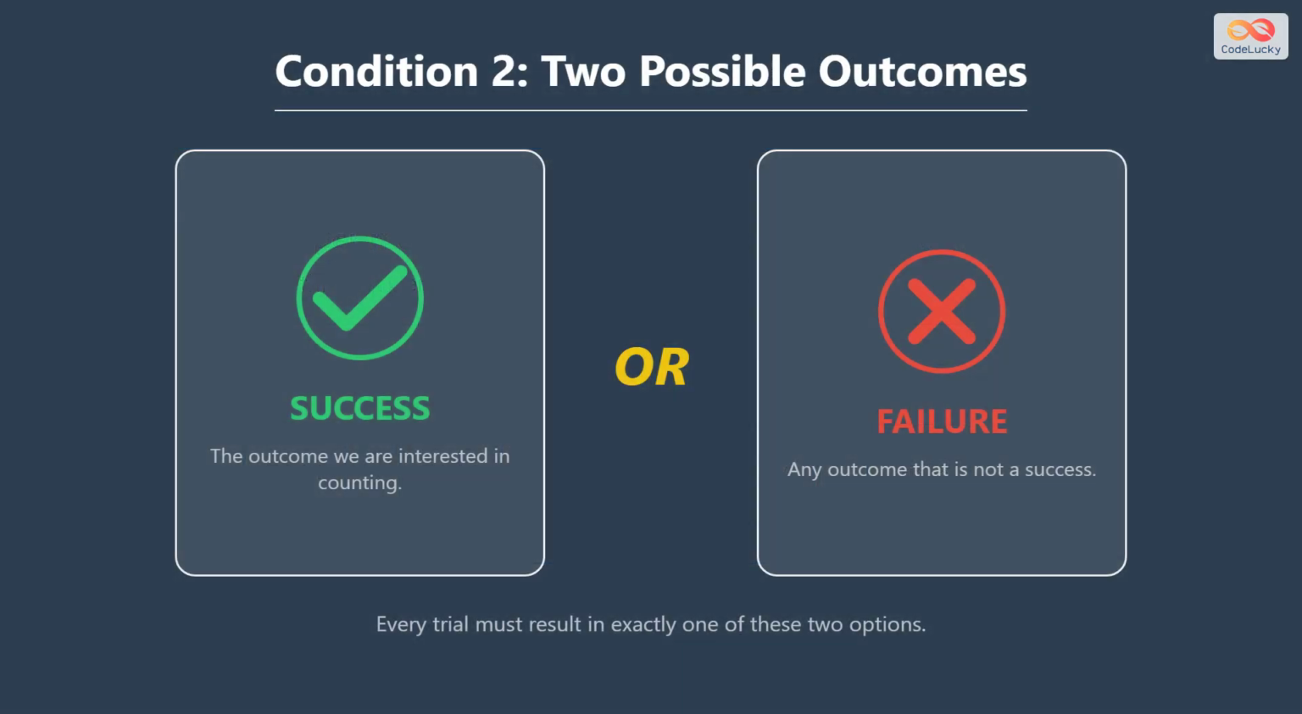For every single trial, there can be only 2 possible results. We typically label these as success and failure. Success simply means getting the outcome we are interested in counting, while failure is everything else. There is no middle ground.